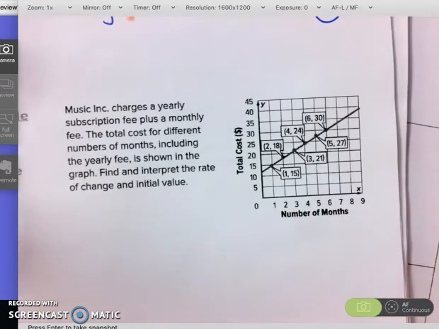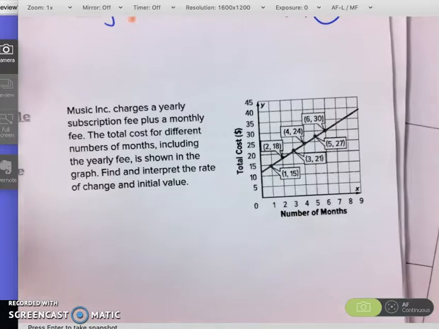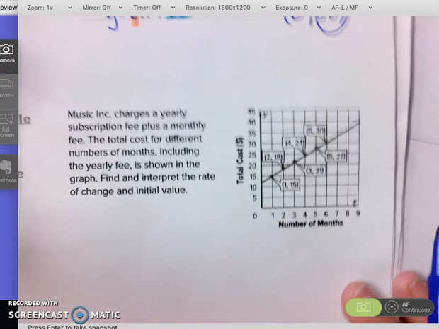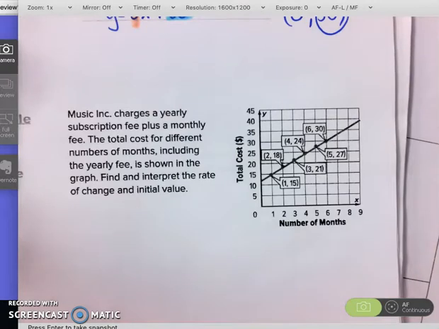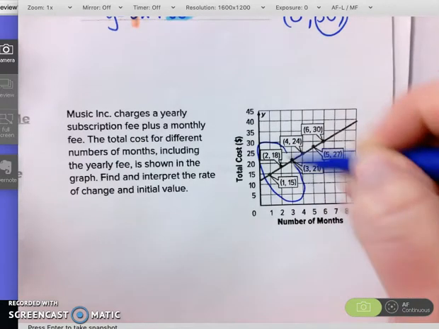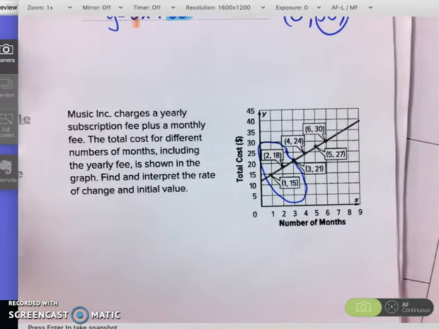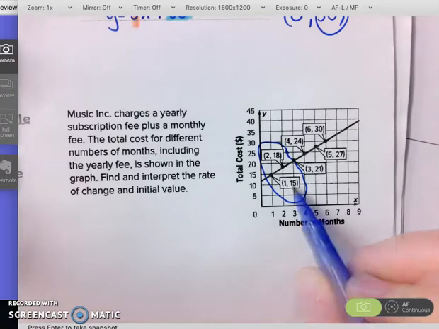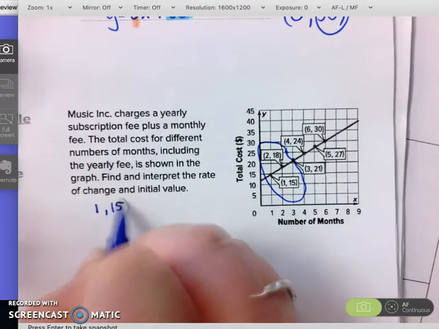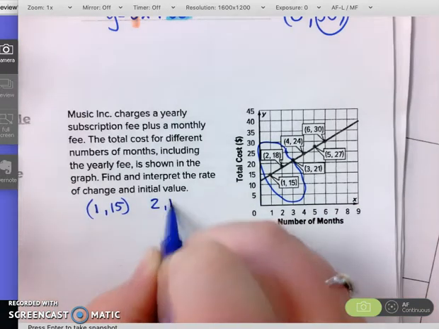Next problem, Music Inc. Music Inc. charges a yearly subscription fee plus a monthly fee. So the total cost for different numbers of months, including the yearly fee, is shown in the graph. Find and interpret the rate of change and the initial value. So my rate of change, I'm going to pick 2 points. So these 2 points, what is changing? So the change of the y, and I can write my points over here. So 1, 15 and 2, 18.